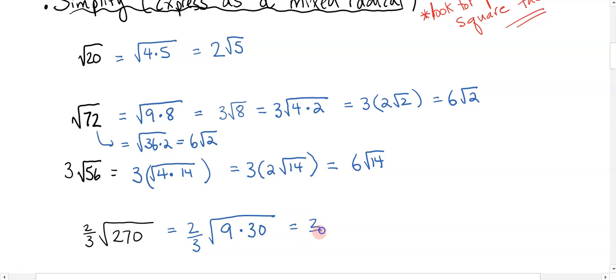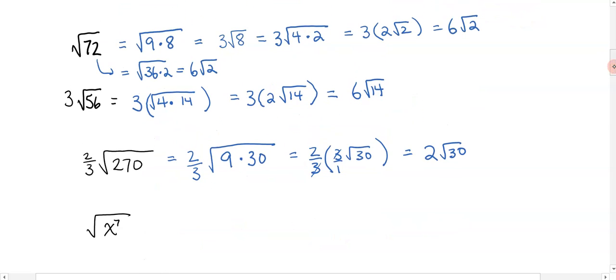So now I write the 2/3. The square root of 9 is 3. The square root of 30 stays square root of 30 because there's no perfect square in it. And now I can multiply 2/3 times 3, which is 6 over 3, which is 2, or you could cancel however you want to do it, and you would get 2 root 30. All right, so even if there's a fraction in front, it just tags along, and then you multiply the numbers outside of the root sign.